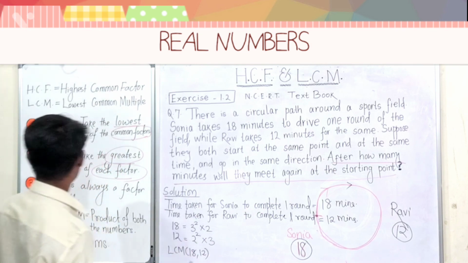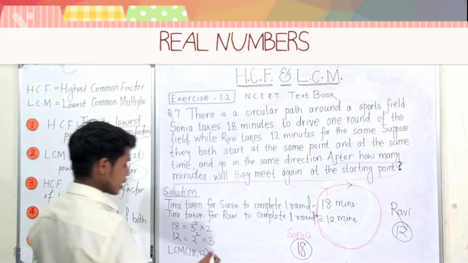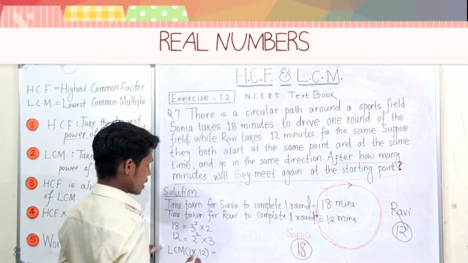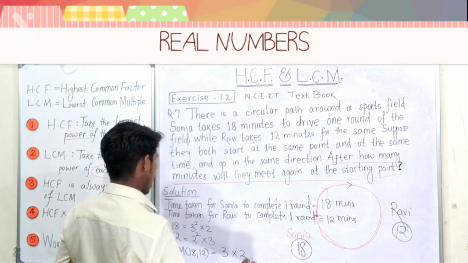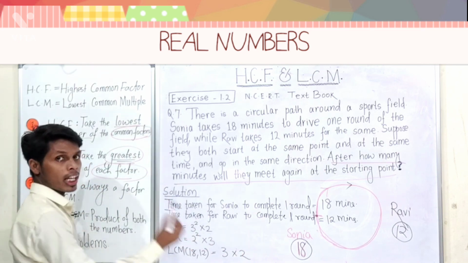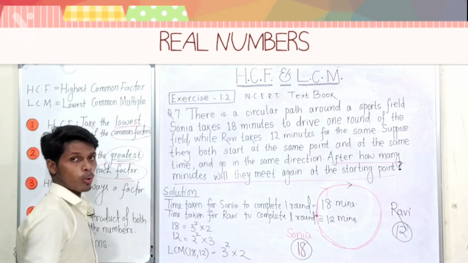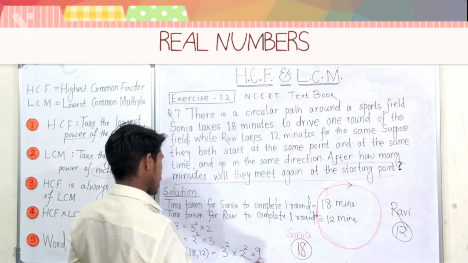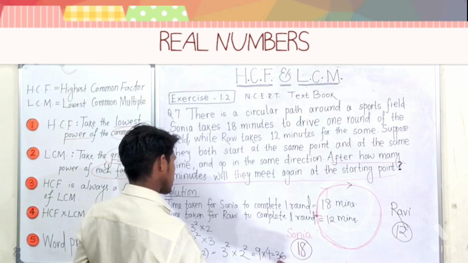So what is the formula? Take the greatest power of each factor. So here there are only two prime factors of both the numbers, 18 and 12. The factors are 3 and 2, and you have to take the greatest power. So here 3 squared, here it is only 3, so you have to write 3 squared. Here it is 2 and here it is 2 squared, so you have to write 2 squared. So it becomes 3 squared, equal to 9, times 2 squared, equal to 4, so that means 36.